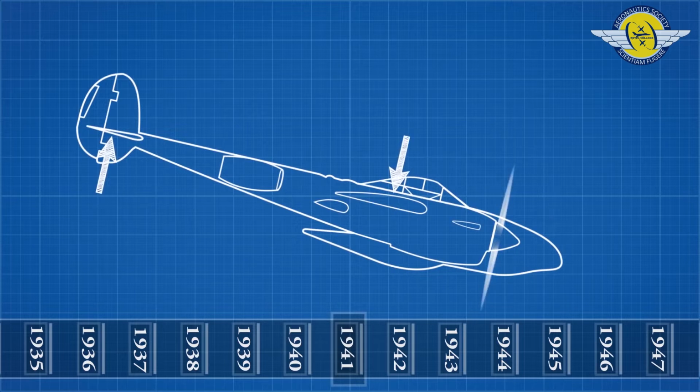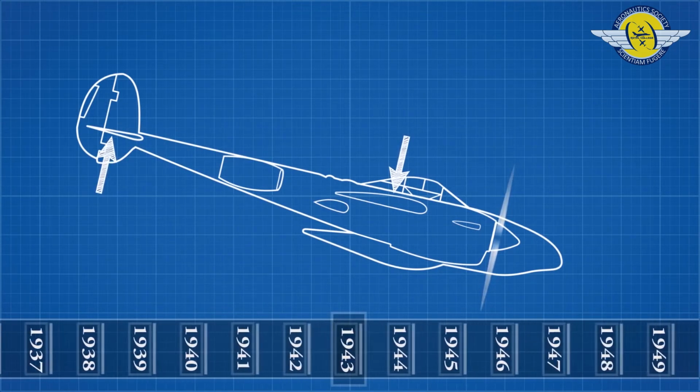John Stack solved this problem in 1943 by placing a special flap under the wing, where the flow was not being affected by the shockwaves. This flap could be deployed during dives and would increase the lift on the wing to maintain proper pitch control.